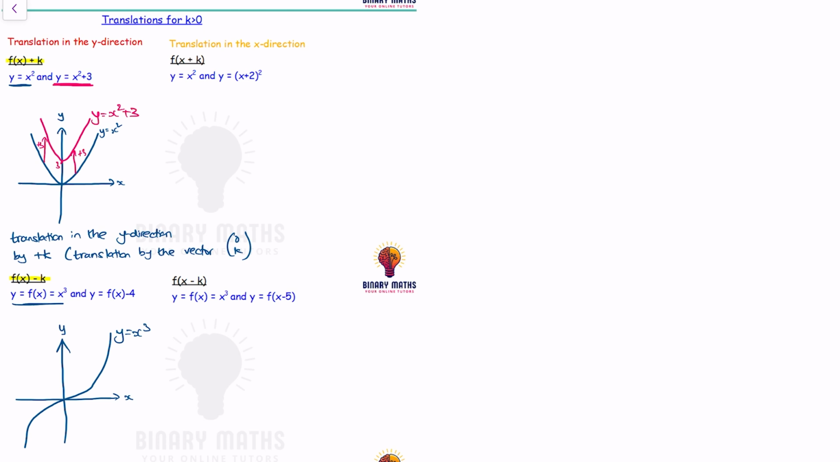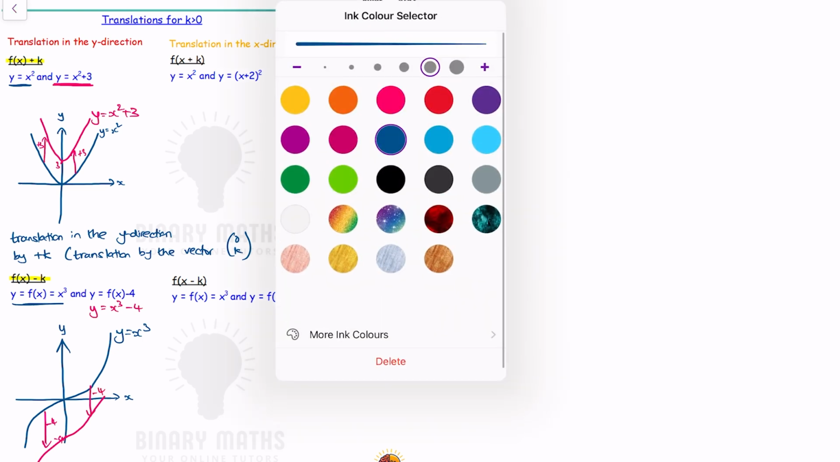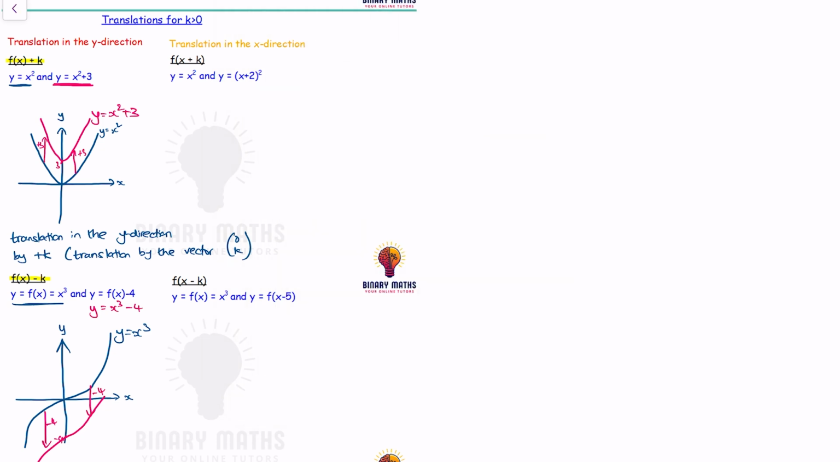Okay, so now I'm trying to do f of x minus 4. That's the same thing as x cubed minus 4. So if we go through the origin here, now it'll go through minus 4, because I'm doing 0 cubed minus 4. So it's going to go through minus 4, which means everything's going to shift downwards by 4. So it's going to look like so. Everything's going to shift down by 4.